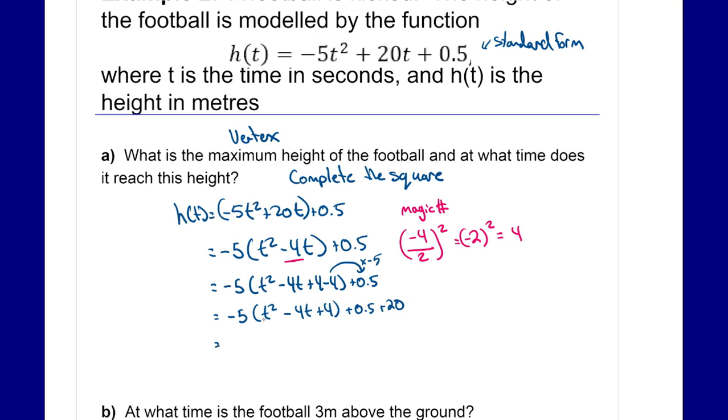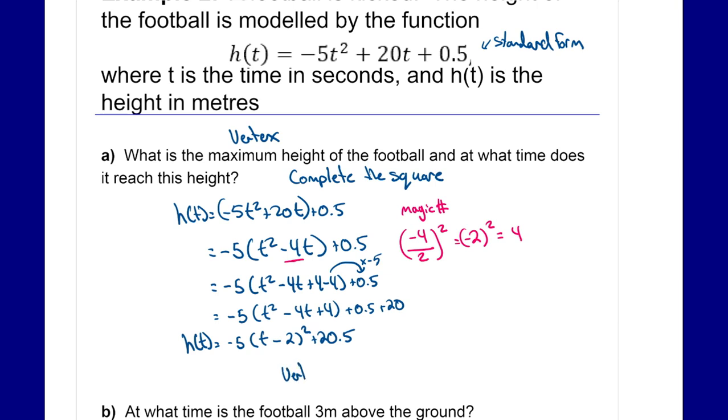And now I can factor my bracket, which will be a perfect square trinomial. So (t - 2)² + 20.5. And now I have my vertex form. So with my vertex form, now I can go through and find my vertex.